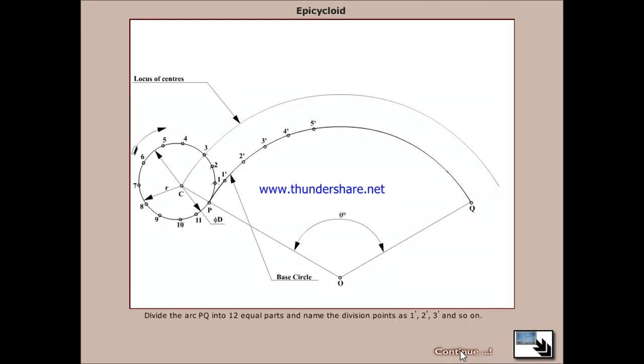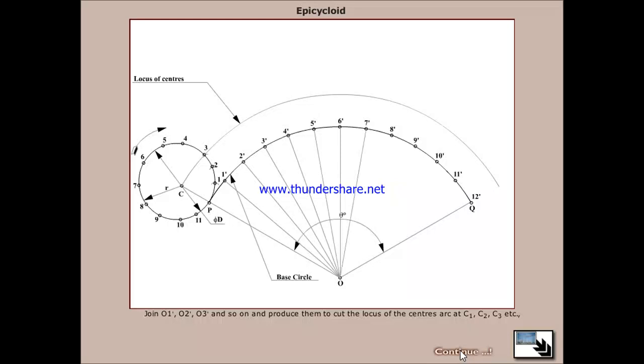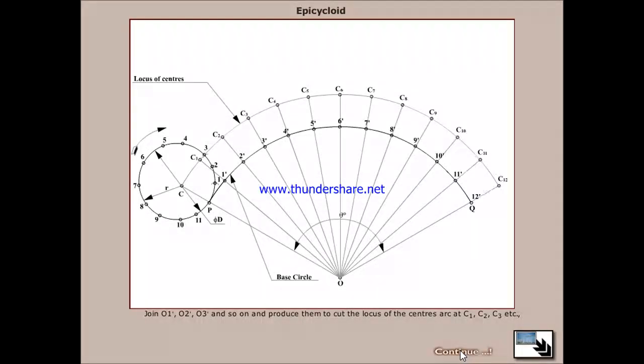Divide arc PQ into 12 equal parts and name the division points as 1 dash, 2 dash and so on. Now join O1 dash, O2 dash, O3 dash and so on and produce them to cut the locus of centers arc at C1, C2, C3, etc.